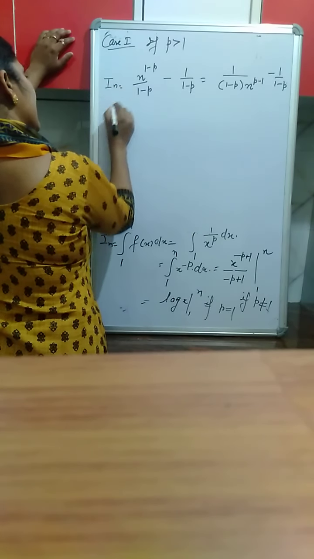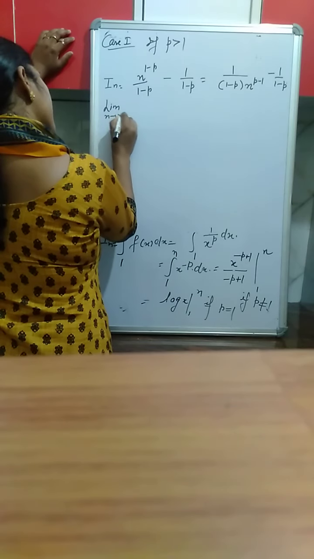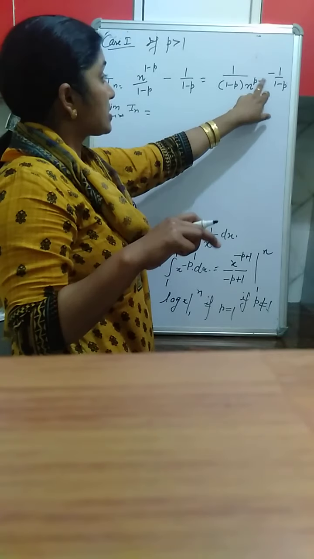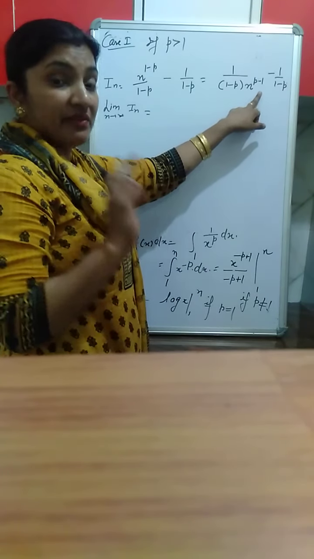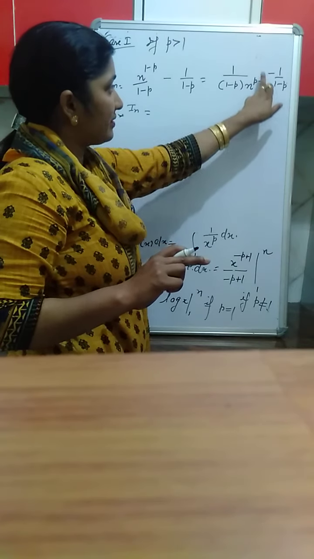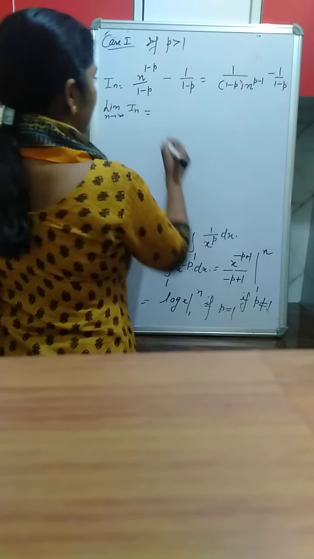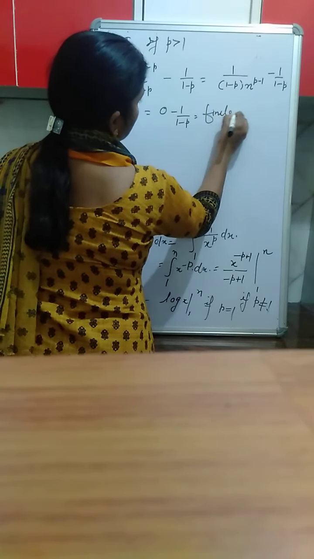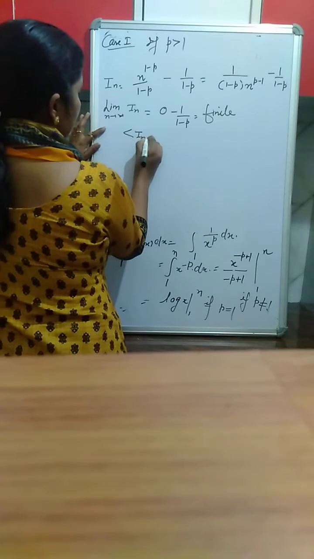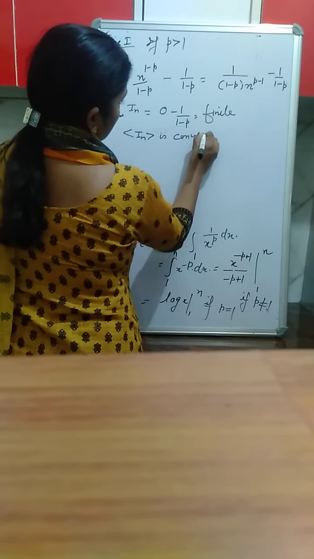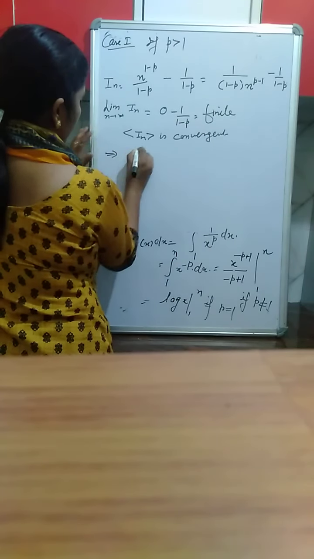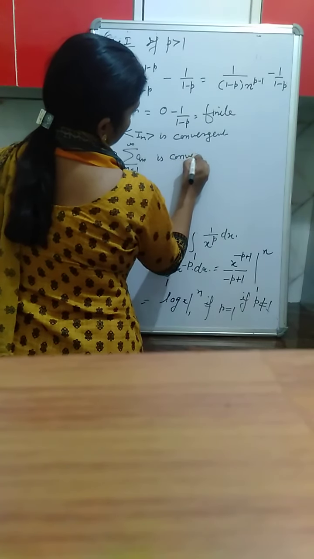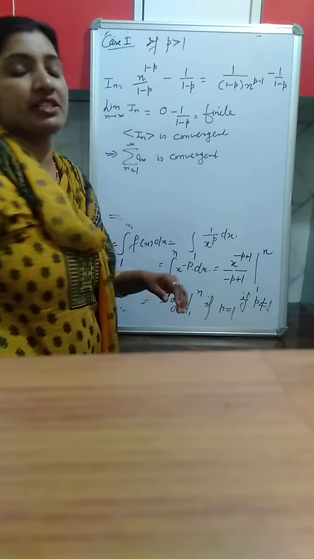This is In, and limit n tending to infinity of In, what will it be? Since p is greater than 1, here this power of n is positive, and when n approaches infinity, this part approaches infinity, and 1 upon infinity is 0, so it is 1 upon 1 minus p, which is finite, and therefore In is convergent, and it implies summation an, n varies from 1 to infinity, is convergent by integral test, Cauchy integral test.